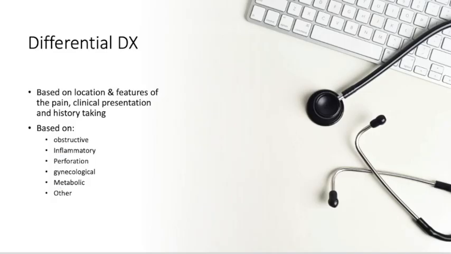When we talk about the differential diagnosis, pretty much everything that we talked about in this lecture is a differential for abdominal pain. So what you need to know is, based on location, features of the pain, clinical presentation, and history taken, your differential diagnosis can be lumped into broader categories such as an obstructive issue, an inflammatory issue, a perforation issue, gynecologic, metabolic, or some non-specifics.